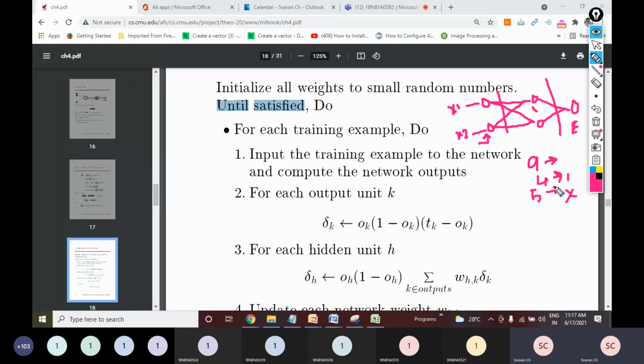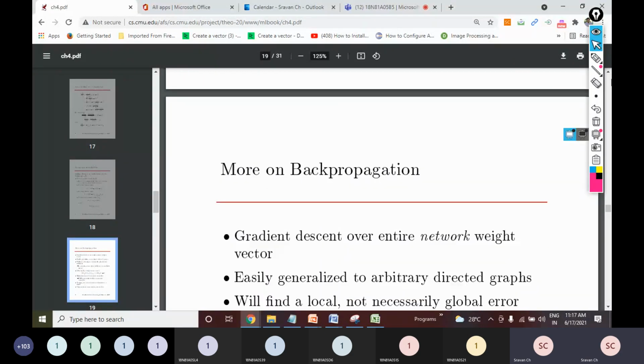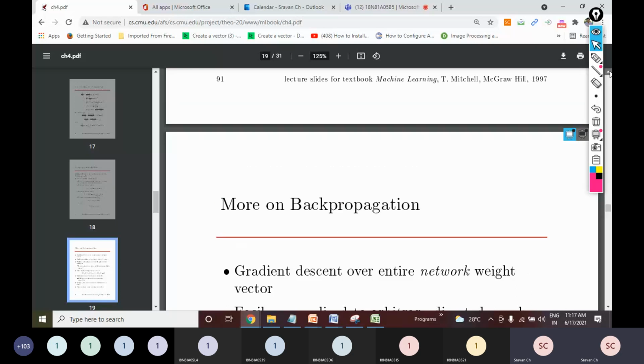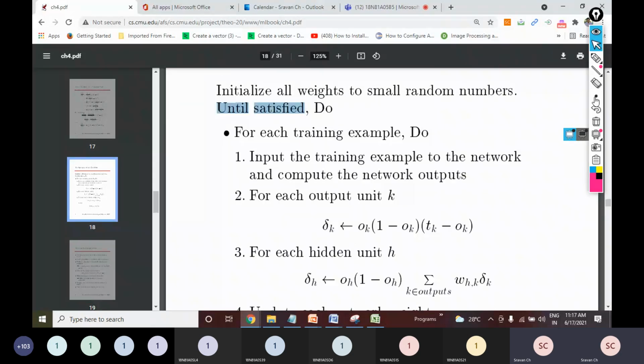So like that, friends, we will first apply inputs from the training example data to our neural network and compute the network outputs. For each output unit k, what do I mean by each output unit k? There can be multiple output units also. In my example, I have shown you only one output unit, only one node in the output layer, but there can be multiple output units.